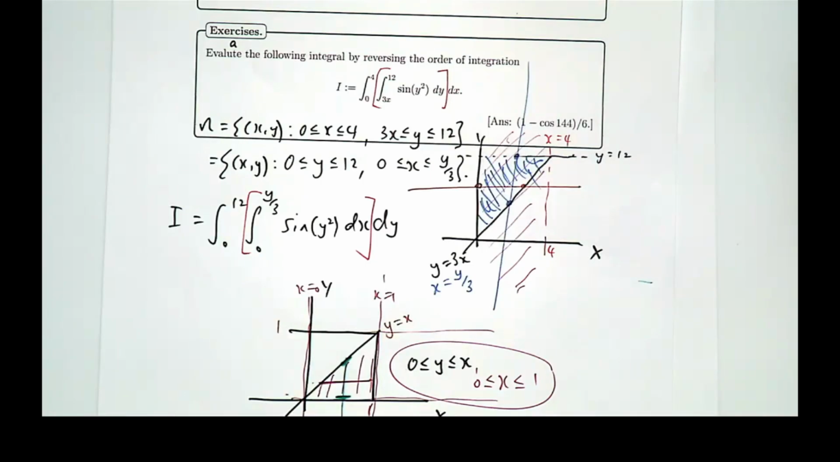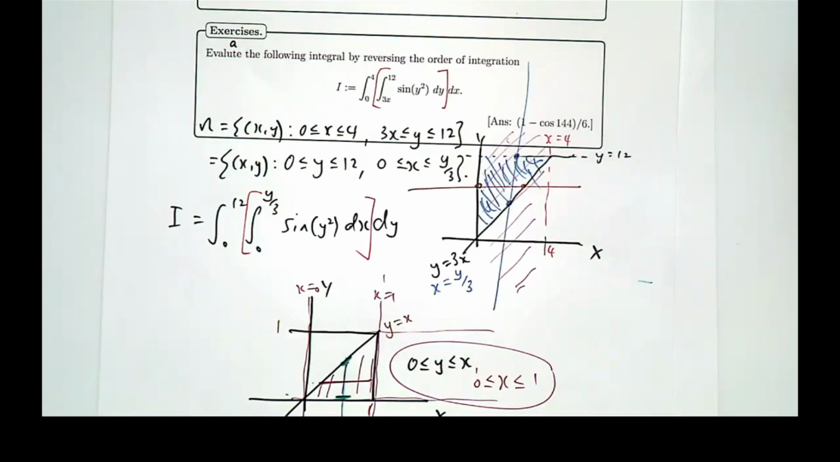Integration by parts. Okay? So the nice thing about integration by parts is that you don't have to draw a picture. You don't have to draw a picture. If you don't want to, you don't have to. So let me show you how I do it. You don't have to describe the region either. Okay? So let me show you.